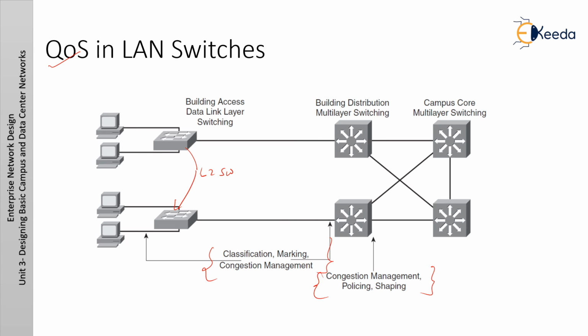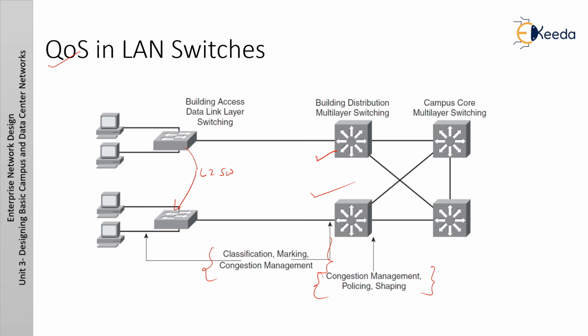Multi-layer switches may be used in the building access layer if layer 3 services are required. So these are the multi-layer switches. Building distribution layer, campus core layer, and server farm switches are typically multi-layer switches and can provide quality of services selectively, not only on a port basis but also according to the higher layer parameters such as IP addresses, port numbers, or quality of service bits in the IP packet.